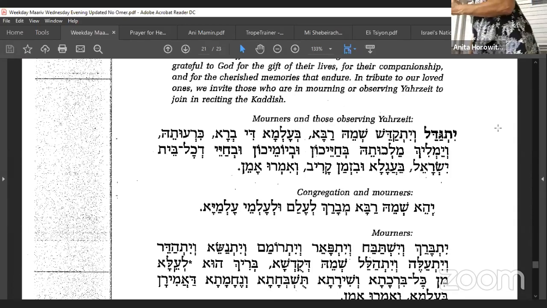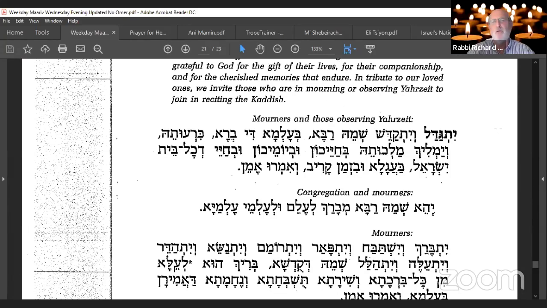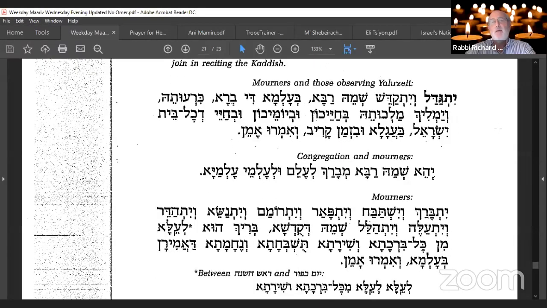And in tribute to our loved ones, we invite those mourning and observing a yortzeit now to rise and to join us in the words of the Mourner's Kaddish as we say the words together as closely in unison as possible.